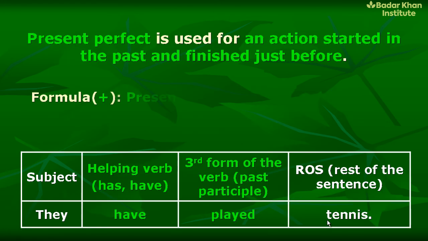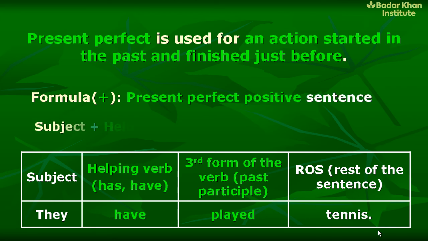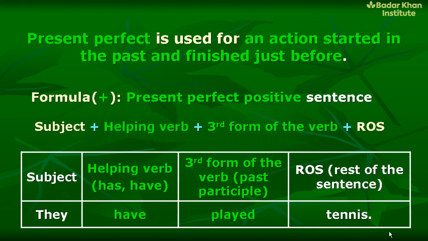Present perfect is used for an action started in the past and finished just before. Formula, subject plus helping verb plus third form of the verb plus rest of the sentence. Example, they have played tennis. In this sentence, they is subject, have is helping verb, played is third form or past participle, tennis is rest of the sentence. We have has and have. If the subject is he, she, it or singular, we use has, and if the subject is I, you, we, they or plural, we use have.